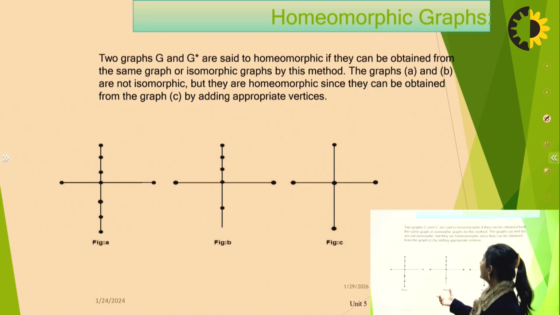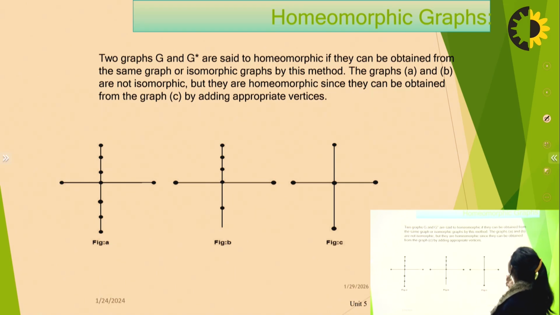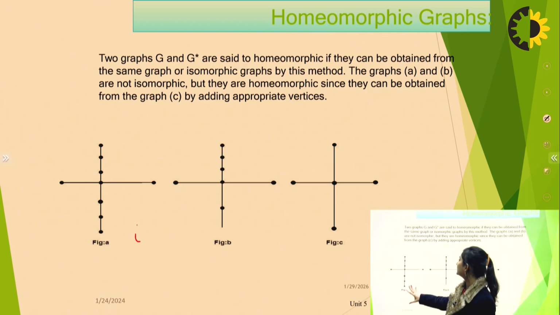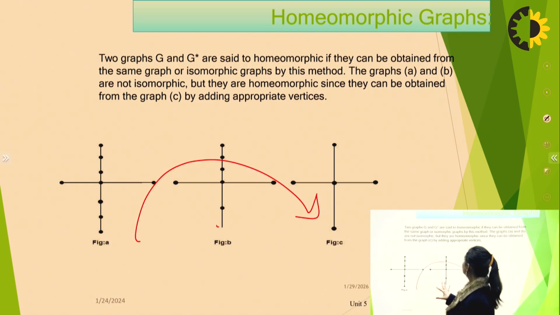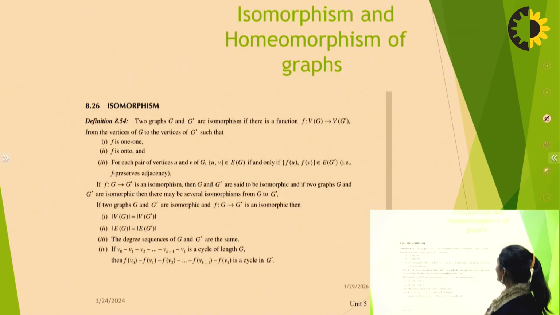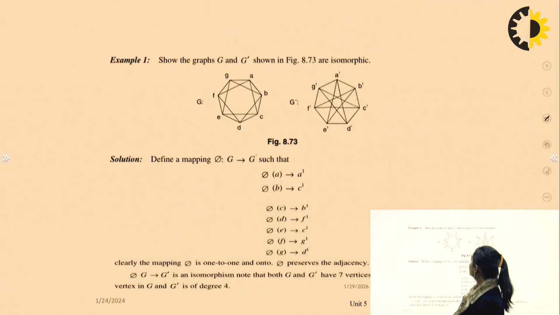What do you mean by homomorphic? Two graphs G and G star are said to be homomorphic if they can be obtained from the same graph or isomorphic graphs by this method. The graphs A and B are not isomorphic but they are homomorphic since they can be obtained from the graph C by adding appropriate vertices. So, homomorphic is you can create a certain graph from these two, right? So, if you can obtain the same graph or isomorphic graph by this method, okay? So, these are homomorphic.